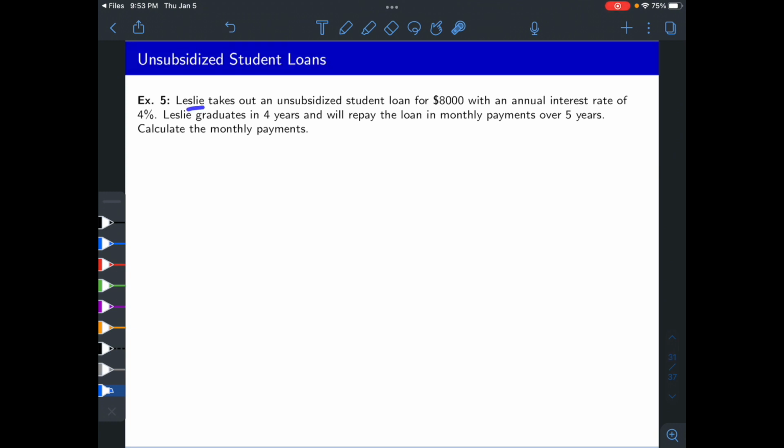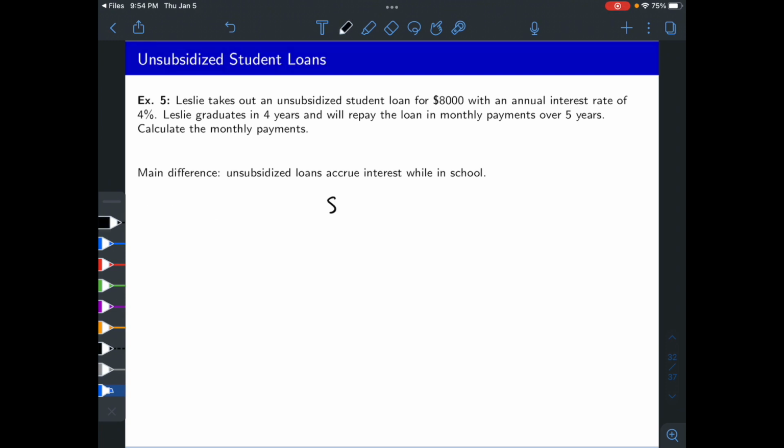Let's say that Leslie is taking out an unsubsidized student loan for $8,000 with an annual interest rate of 4%. Leslie's going to graduate in 4 years, and she's going to repay the loan in monthly payments over 5 years. Let's calculate the monthly payments. With unsubsidized loans, the main difference is that these are actually going to be accruing interest while in school. So the amount that she's going to need to start paying off once she gets out of school is going to be higher.